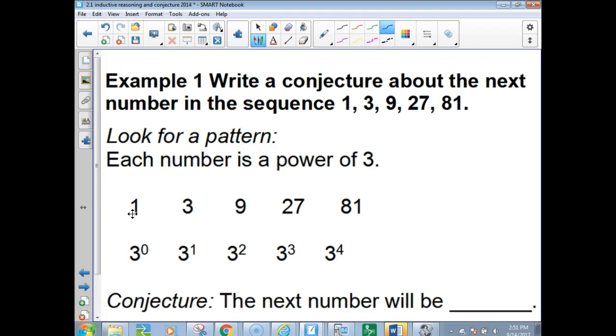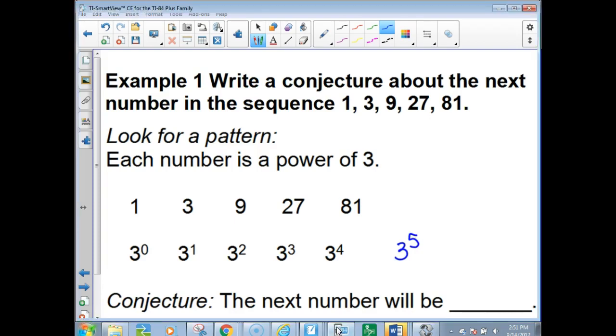3 to the 0 is 1. Maybe you remember back from Algebra 1 that anything raised to the 0 power is 1. 3 to the first is 3, 3 to the second is 9, 3 to the third is 27, 3 to the fourth is 81. So the next one's going to be 3 to the fifth power. Let's find out what that is.